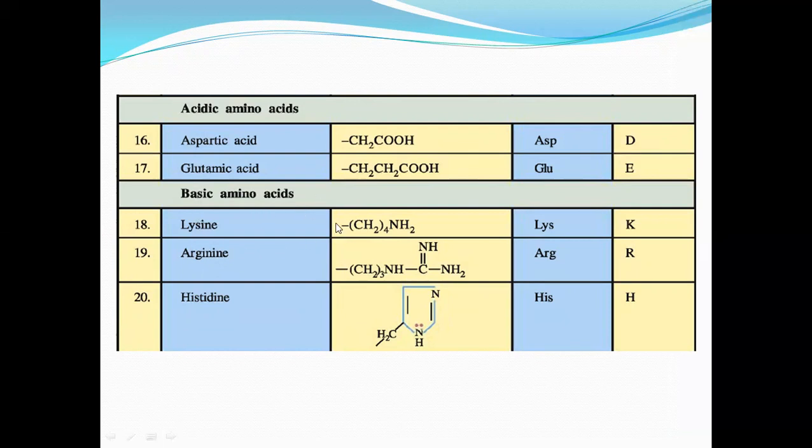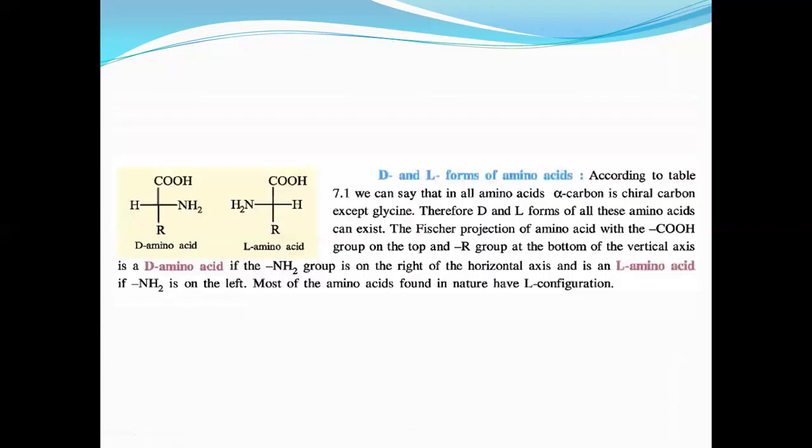And there are some basic amino acids with an amine form: lysine, that is CH2 four times NH2, and arginine, CH2 thrice, NH, C double bond NH, NH2. Histidine is a formation of an N with a five-membered ring form NH and then CH2. So these are all the important 20 amino acids that can be learned.